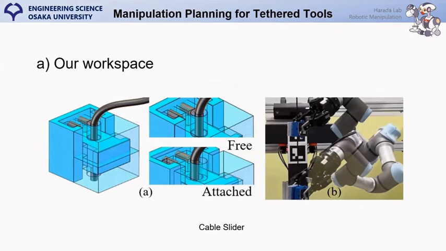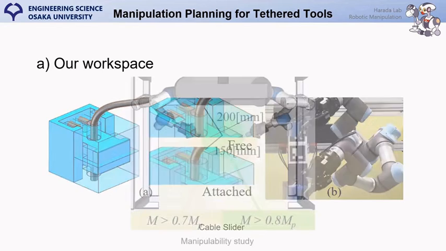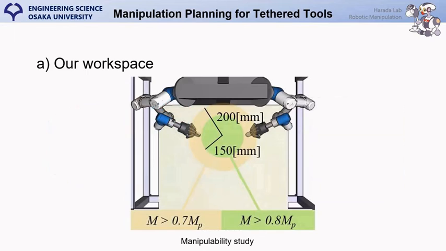This is used to control the shape and position of the cable at all times and place it directly behind the manipulated tool. It also has an attached state in which the robot is not holding this cable slider and it remains in position on the cable. We also perform a manipulability study of the robot, and this devised some manipulability spheres, which are regions in space in which the robot can maintain a manipulability score higher than a given threshold.